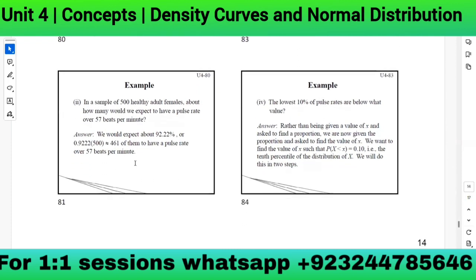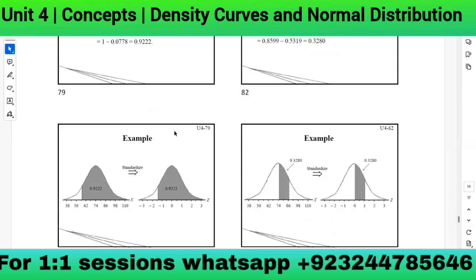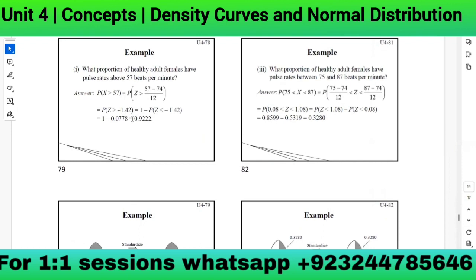In a sample of 500 healthy adult females, about how many would we expect to have a pulse rate over 57 beats per minute? We would expect about 92.22%, or 0.9222, of them to have a pulse rate over 57. We have just calculated this; 0.922 is the value we calculated.